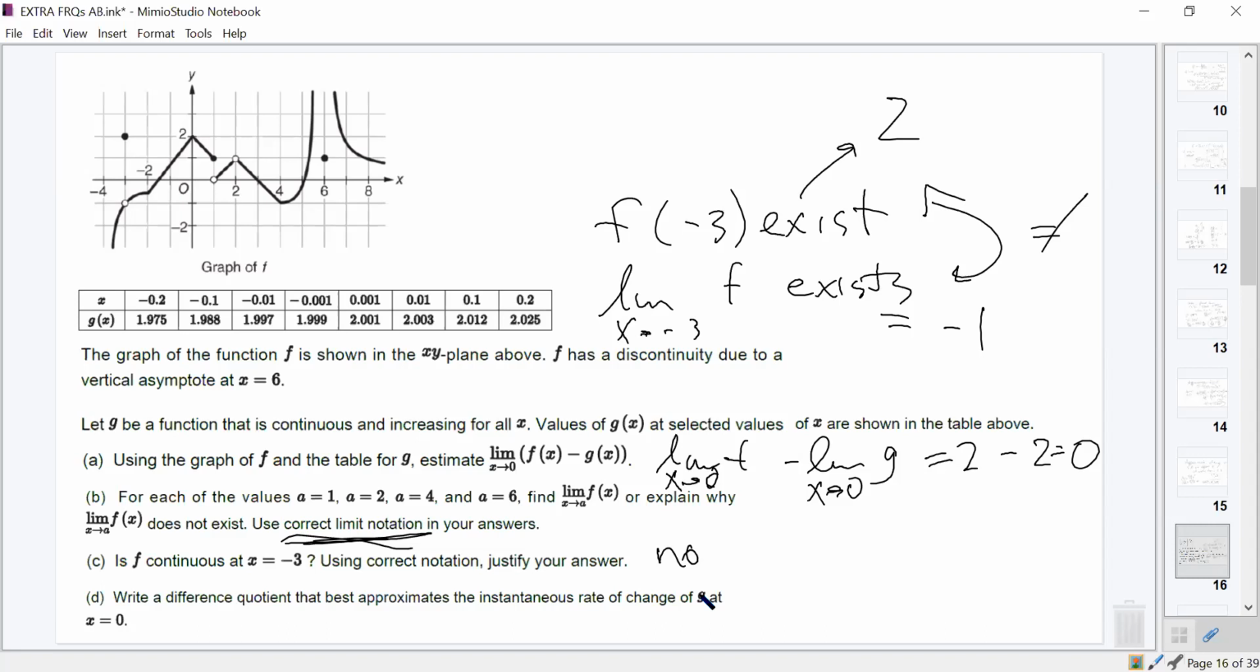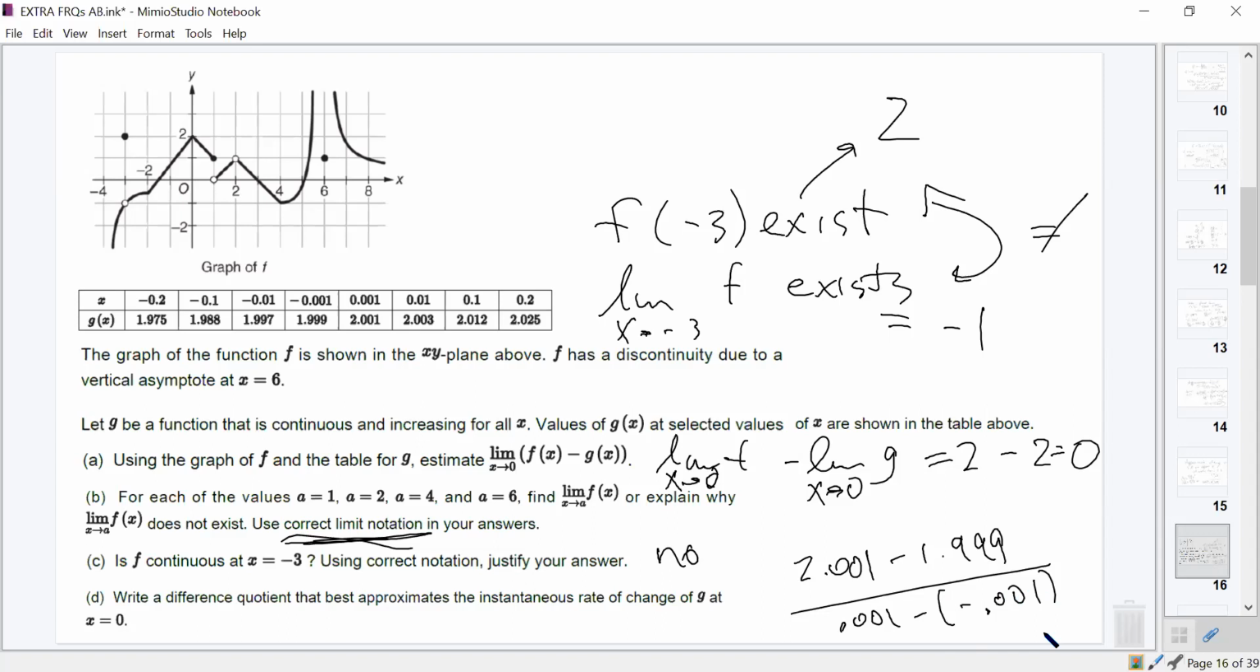All right. Then for part D, we're going to write a difference quotient that best approximates the instantaneous rate of change of g at 0. A difference quotient is just a slope. So all we'll do is use the smallest interval surrounding 0: 2.001 minus 1.999 over 0.001 minus negative 0.001.